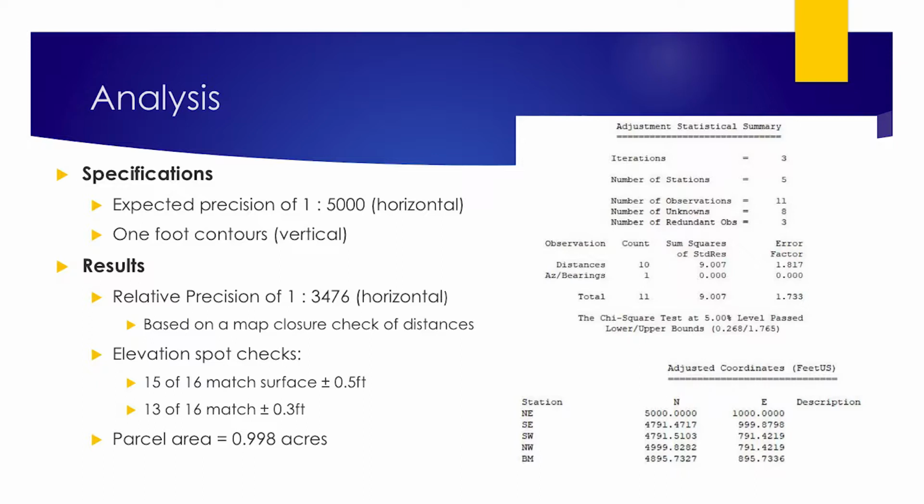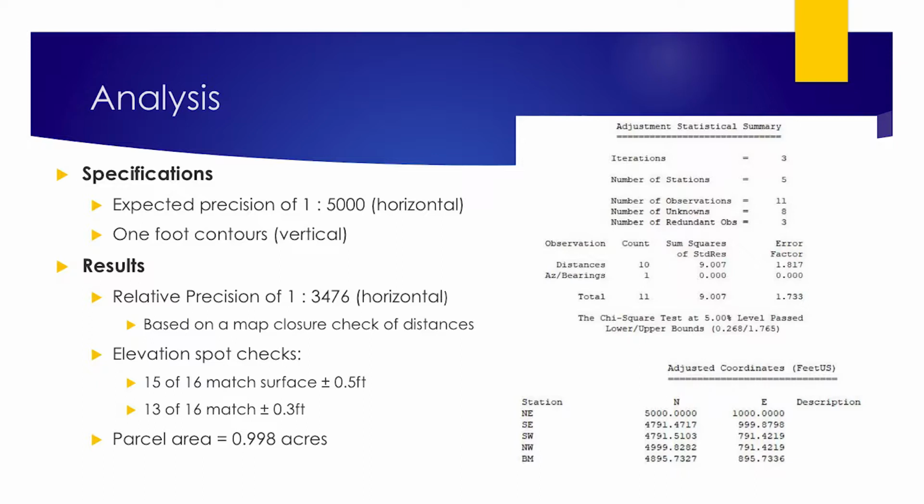So the actual results that we got were that we had a relative precision of approximately 1 in 3,500 for a horizontal. And that's just based on our map closure and check of distances. Our elevation spot checks, 15 out of the 16 matched the surface model within half a foot, and then 13 of the 16 matched within 3/10 of a foot.